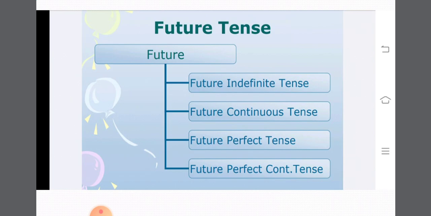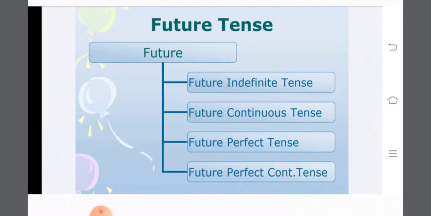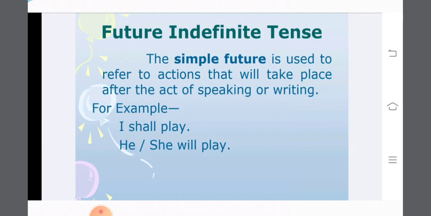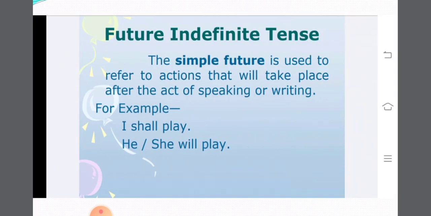Now in the new discussion that will start, we are going to start with the future tense. Future can be divided as per aspect into 4 divisions: future indefinite, future continuous, future perfect and future perfect continuous. Now future indefinite. The simple future or future indefinite is used to refer to actions that will take place after the act of speaking or writing. It means at the moment when something is being written, that action is not complete; it will be completed in the future. Example: I shall play, or he or she will play.